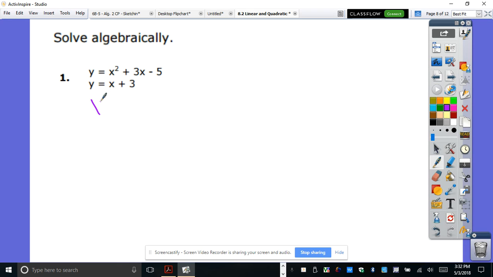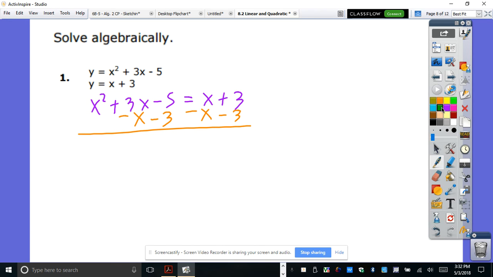With that being said, x squared plus 3x minus 5 is equal to x plus 3. You would like to make one side equal to 0. So I need to move this x to the left side and this 3 to the left side. The best way to do that is to align them based on like terms. Minus x here, minus x there, minus 3 here, minus 3 there, to make it organized. And we know that this will cancel. This will be equal to 0. Negative 5 minus 3 is negative 8. This will become 2x, and this will become x squared. So this is our quadratic.